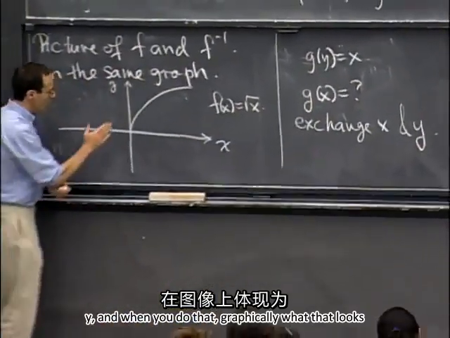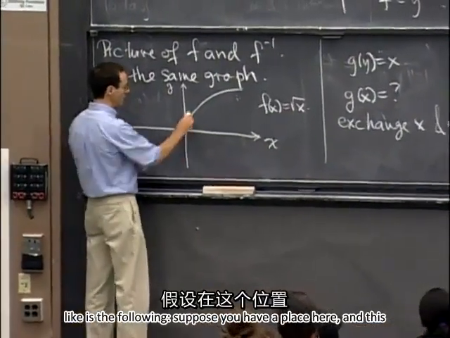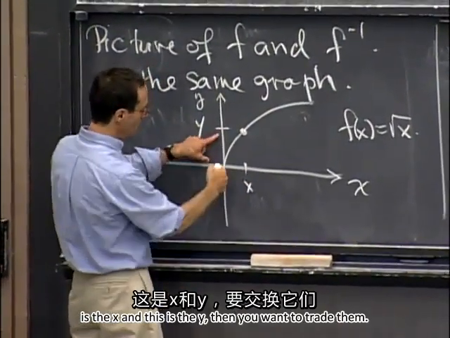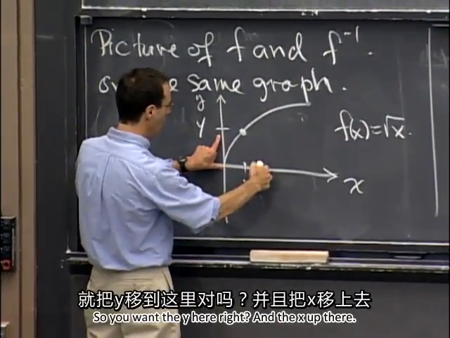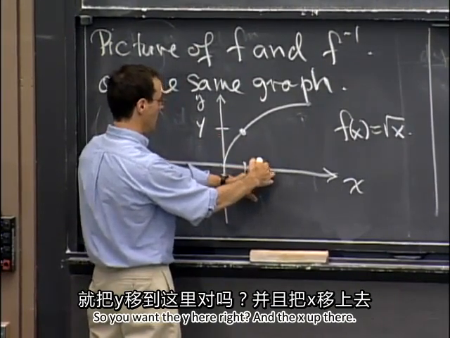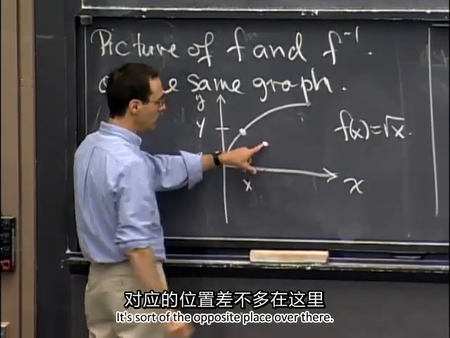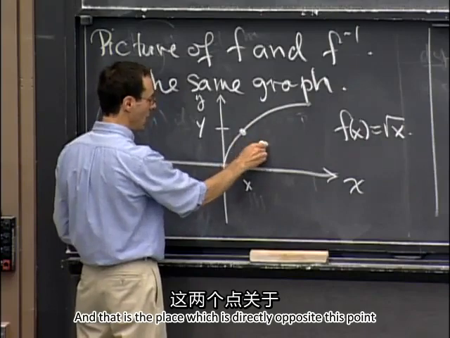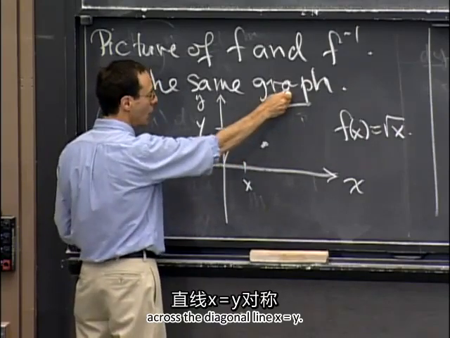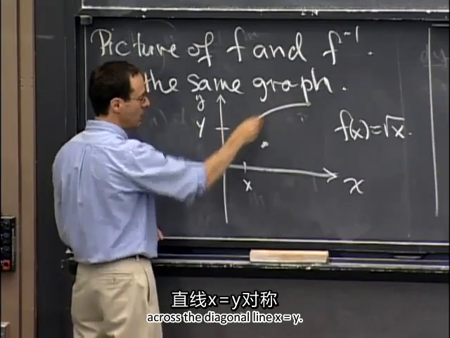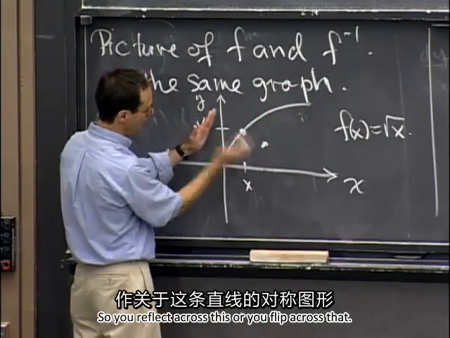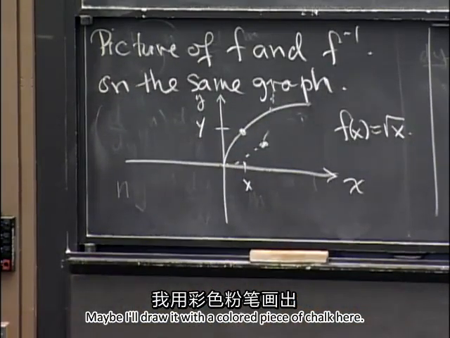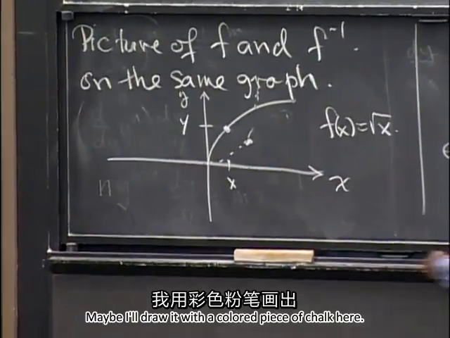And when you do that, graphically, what that looks like is the following. Suppose you have a place here, and this is the x and this is the y. Then you want to trade them. So you want the y here, right, and the x up there. So it's this sort of opposite place over there. And that is the place which is directly opposite this point across the diagonal line x equals y. So you reflect across this, or you flip across that, and you get this other shape that looks like this. Maybe I'll draw it with a colored piece of chalk here.